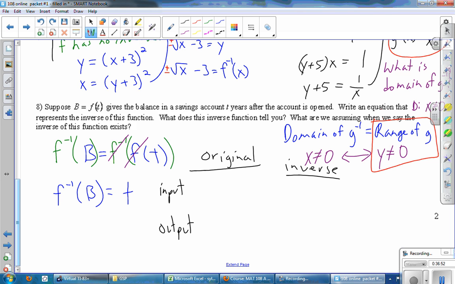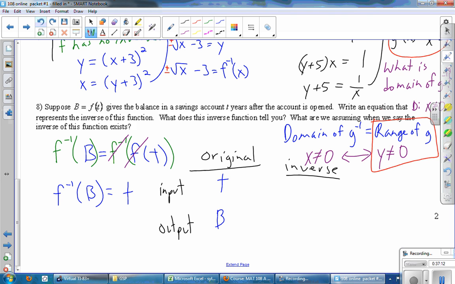Okay, so for the original function, what is the input? What letter is the input? So the input letter is t, and the output is b. That's for the original. And then when we go to the, did I do that wrong? I did.